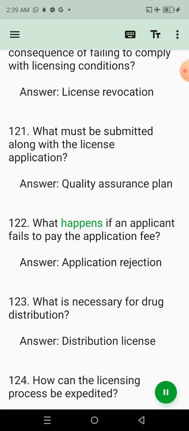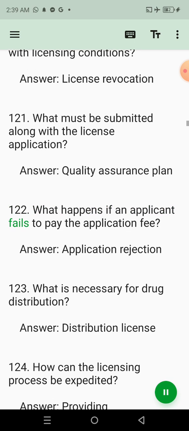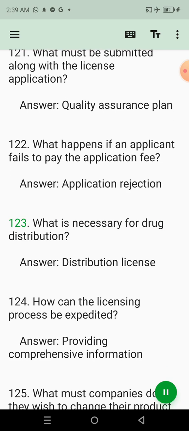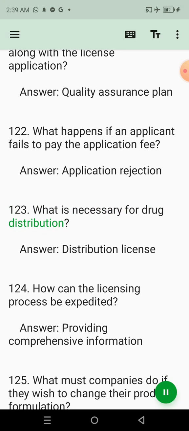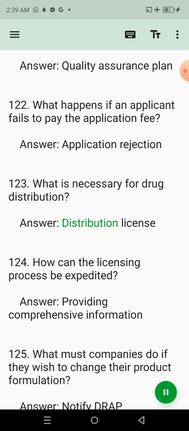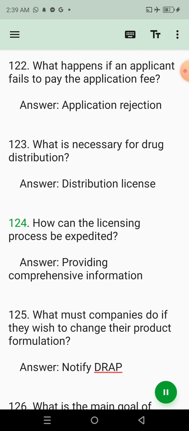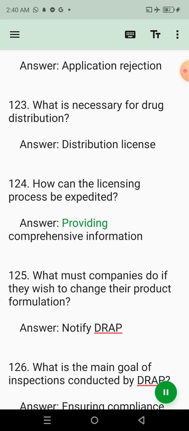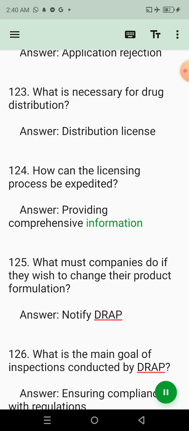122. What happens if an applicant fails to pay the application fee? Answer: application rejection. 123. What is necessary for drug distribution? Answer: distribution license. 124. How can the licensing process be expedited? Answer: providing comprehensive information.